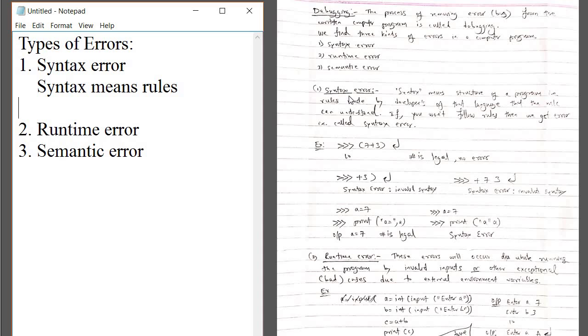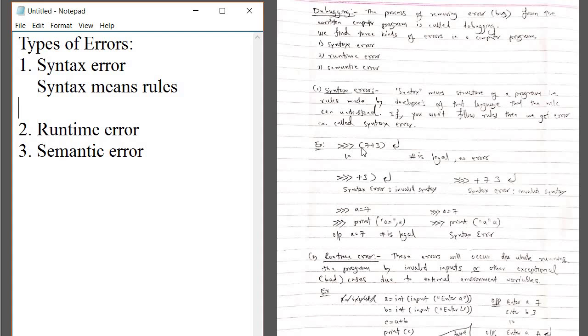Look at these things. What do you mean by syntax error? Syntax means structure of a program or the rules whichever we follow to write a program. That is rules made by some developers. Those rules we need to follow. If we won't follow, we get errors. Those are called as syntax errors. Syntax means structure of a program, that is rules made by developers of that language that the machine can understand. If you won't follow those rules, then we get syntax errors.